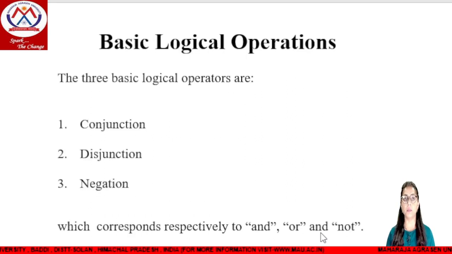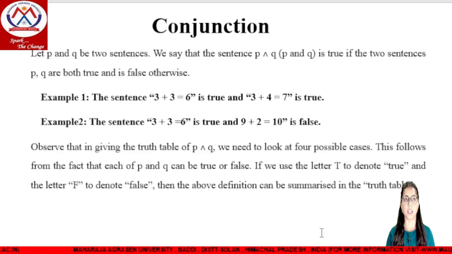Today I am here with the topic Basic Logical Operations, which is an important part of mathematical logic from discrete mathematics. Here we have three basic logical operators, which are conjunction, disjunction and negation, which correspond respectively to and, or and not. This and stands for conjunction, or stands for disjunction and not stands for negation. So let us discuss one by one all the three basic logical operators.